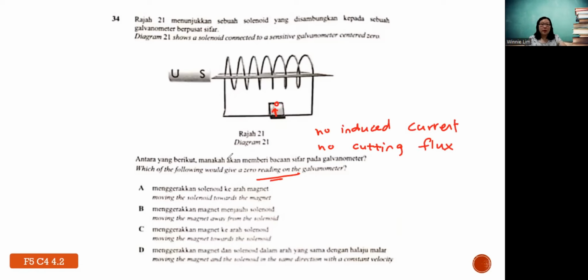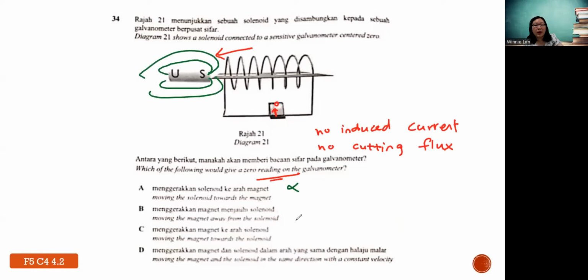So you move the solenoid towards the magnet. That means got cutting, because the magnet bar itself has a magnetic field, so cannot. Then moving the magnet away, same thing. Either the magnet or the solenoid moves, or they have opposite motion, they also will cause cutting. Move the magnet towards the solenoid, also cannot.